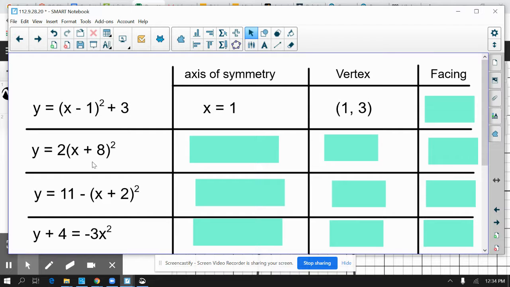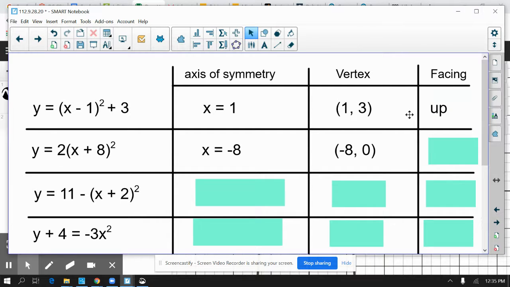Here, the vertex is -8, 0. Didn't go up or down at all. -8, 0. And the axis of symmetry is x equals -8. Both of these are facing up because the a value here is +1. Here the a value is +2. Since the a value is positive, it's facing upwards. This one, the a value is -1.